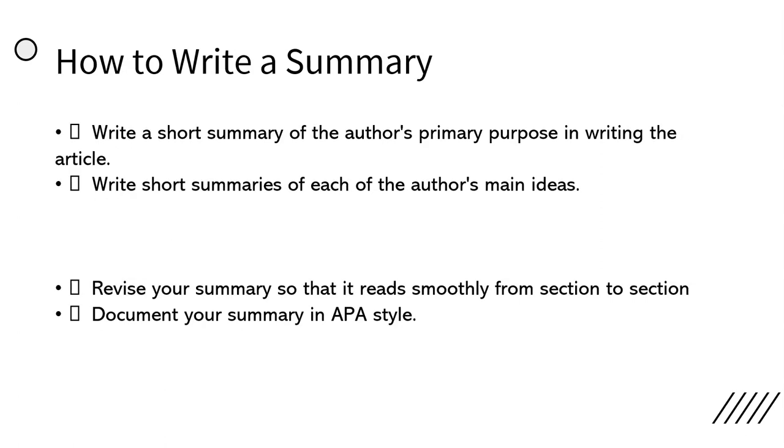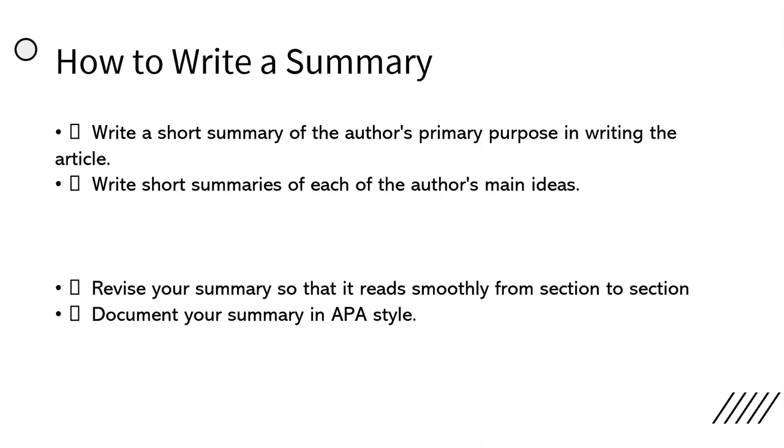How do you write one? Well, it can be a little challenging and a little overwhelming at first until you get adjusted to writing them. They're actually, though, quite simple. Even though it may seem difficult at the beginning, they're really simple to do. The first thing that you want to do is write a sentence or two that summarizes the author's primary purpose in writing the article. So ask yourself the big question: what was the point of this article? Okay, and try to answer that question in a sentence or two.